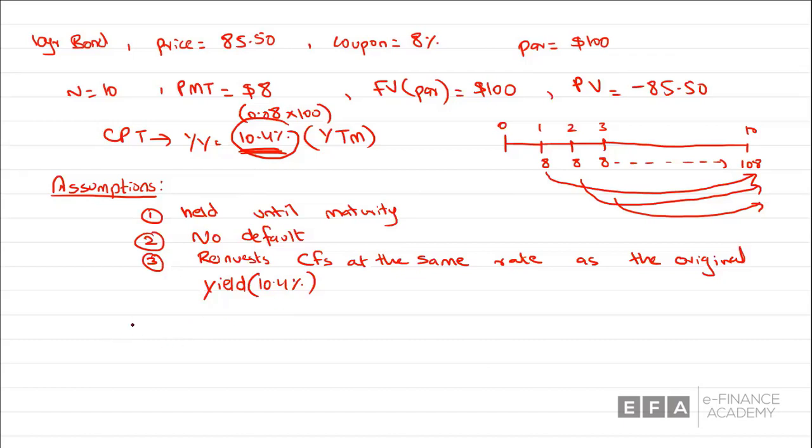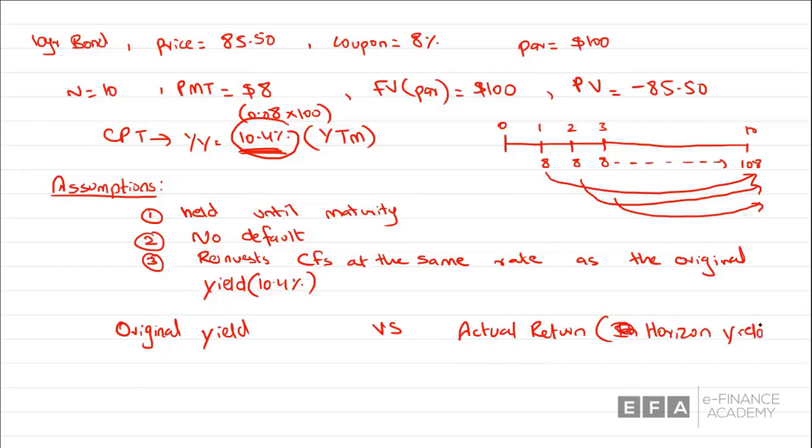So far what we have calculated is the original yield, which is what you are expecting. You may also call this an expected yield, versus the actual return that the investor would earn. And that actual return could also be called horizon yield. But I would call it actual return because that would be a simpler way to look at it.